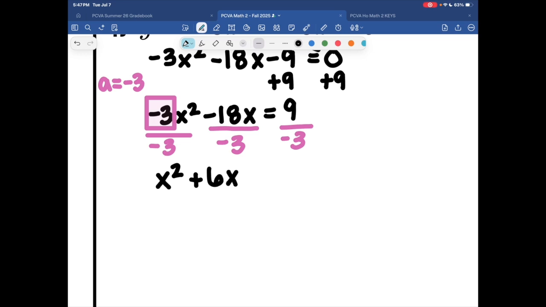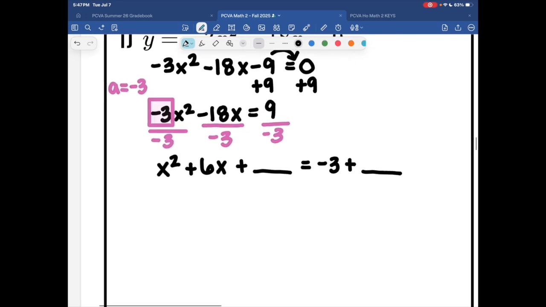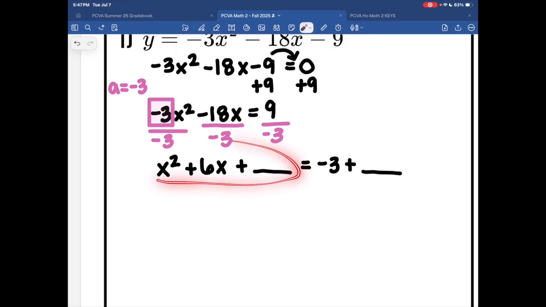Now, eventually what we're going to have to do is complete the square, just like we did previously. So I'm going to go ahead and put my placeholders here. And then 9 divided by negative 3 is going to be negative 3. And don't forget the placeholder on this side. Okay? So we're halfway to completing the square here. So at this point, I now have it set up. I'm going to complete the square, because remember, the whole point of completing the square is to get that perfect square trinomial so it's in that vertex form that we're looking for.